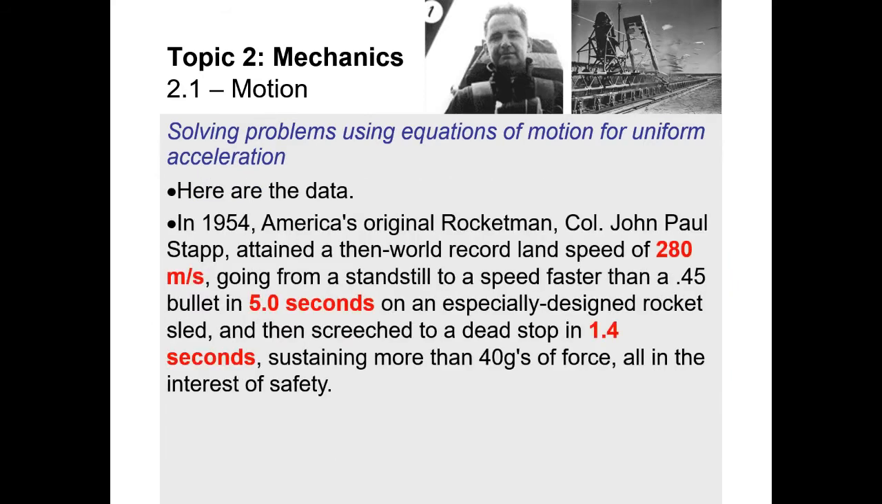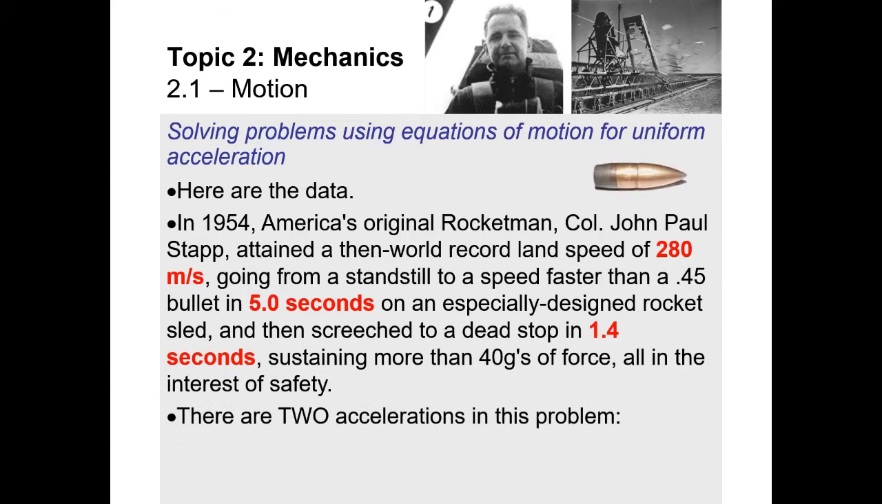In 1954, America's original rocket man, John Paul Stapp, attained the then world record land speed of 280 meters per second, going from a standstill to a speed faster than a .45 bullet in 5 seconds on an especially designed rocket sled, and then screeched to a dead stop in 1.4 seconds, sustaining more than 40 Gs of force, all in the interest of safety.